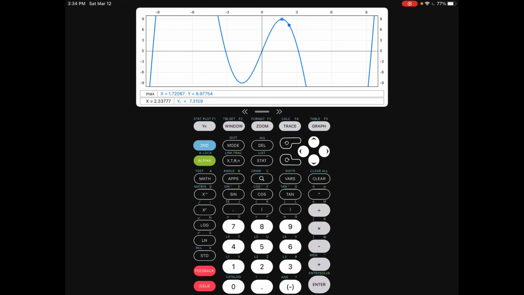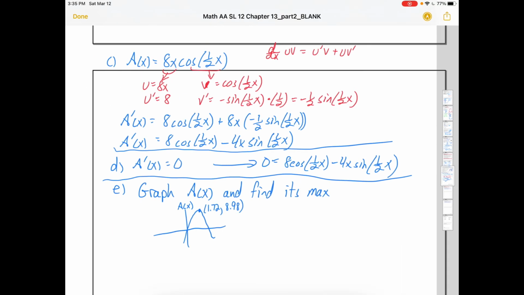And then it gives me the y value. And here the y value means the area. So it happens to tell me the maximum area as well, which doing it with A prime would not do. So there's a little sketch of the graph that I was looking at. That's enough to communicate what my technique was. And now I know that x equals 1.72 maximizes area.